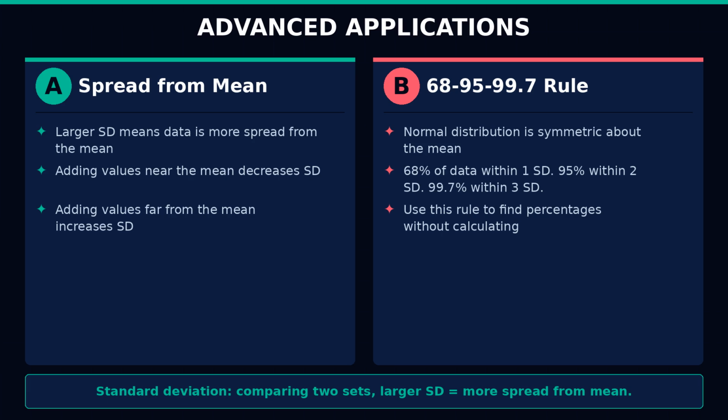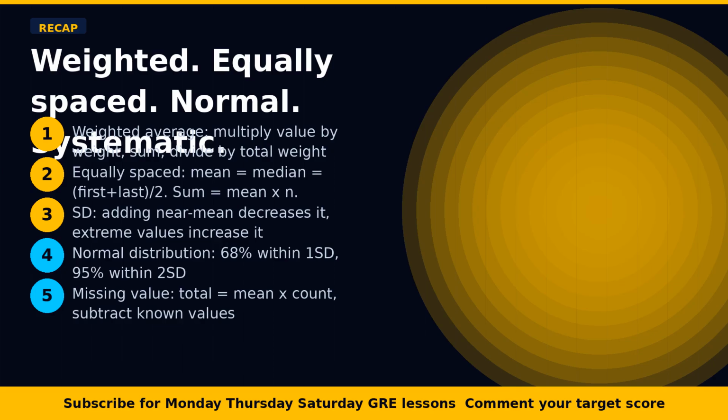Normal distribution, symmetric bell curve. 68% within 1 SD, 95% within 2, 99.7% within 3. Your statistics checklist: weighted average multiplies each value by its weight before dividing. Equally spaced: mean equals median equals first plus last over 2. SD measures spread. Adding near mean values decreases it. Normal distribution: 68-95-99.7 rule. To find a missing value given the mean, total equals mean times count.